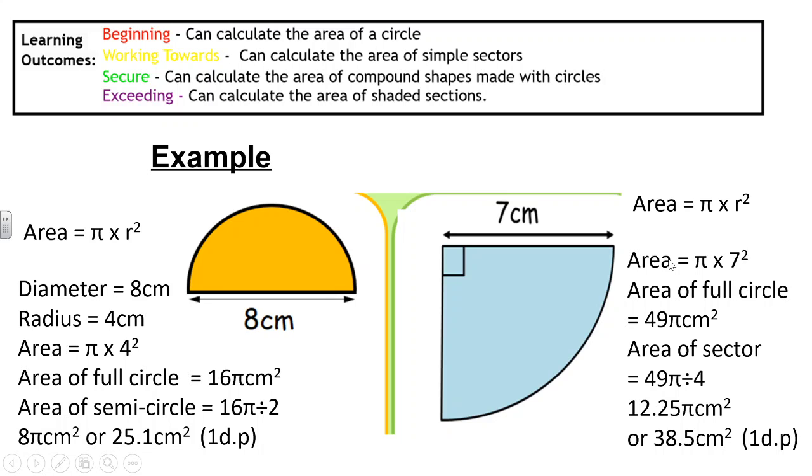So the area of the full circle would be pi times 7 squared, which would give us 49 pi centimetres squared. Because we only want a quarter of a circle, so just this part here, and a quarter is when we split a shape into 4, we would need to divide our area by 4 to get 12.25 pi centimetres squared, or 38.5 centimetres squared to 1 decimal place.